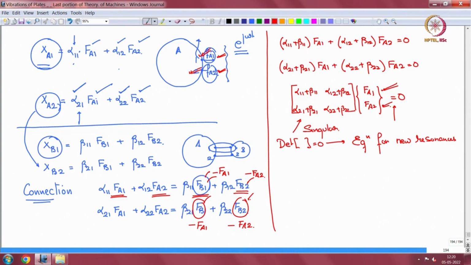Okay, that is stage 1, new resonances. After we find the new resonances, we have to find the new mode shapes. That is the next step.